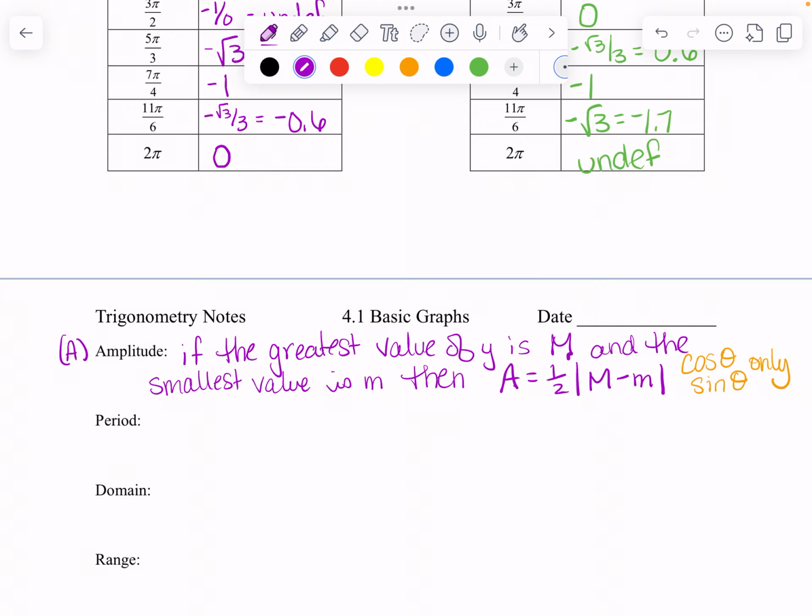Okay. The period is the positive value when the graph returns to its starting point.